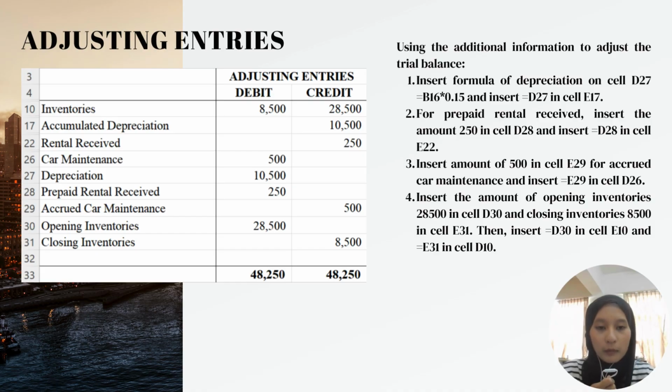Fourth, insert the amount of opening inventories 28,500 in cell D30 and closing inventories 8,500 in cell E31. Then, insert equal to D30 in cell E10 and equal to E31 in cell D10.